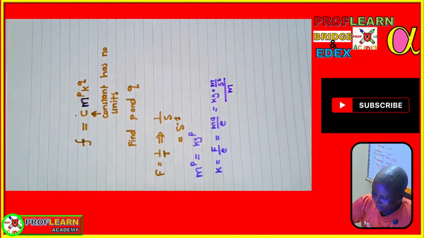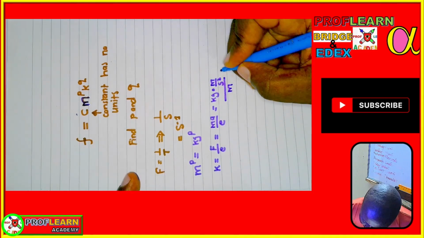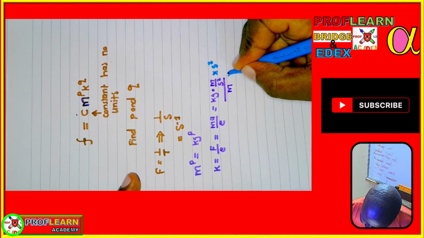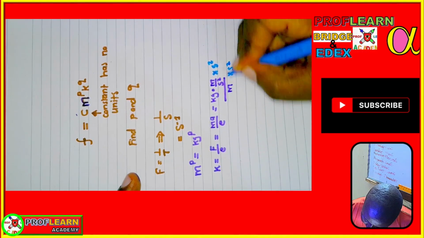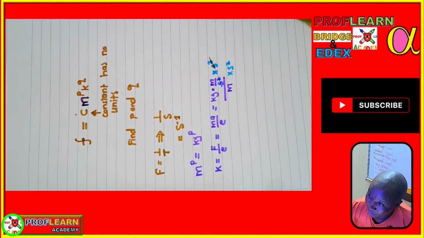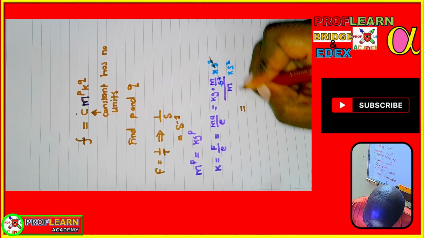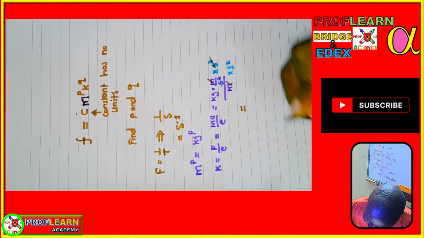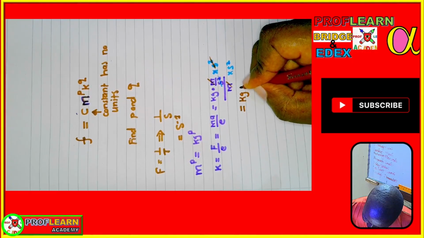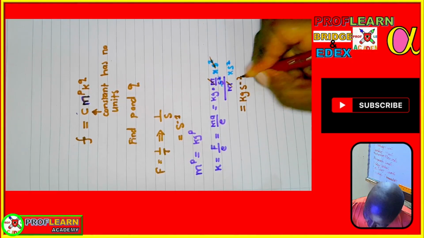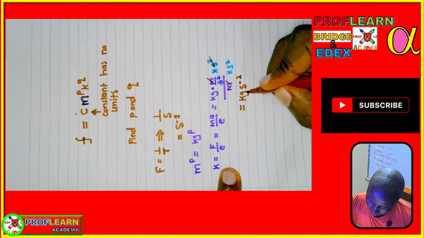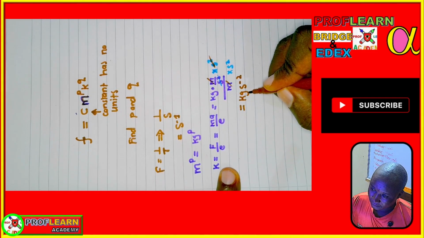And extension is what? Meters in that case. So at this point we can multiply by s squared at the denominator, so that the meters cancel out, and then our equation is going to reduce to kg per second squared. That is the unit for the spring constant, yeah.